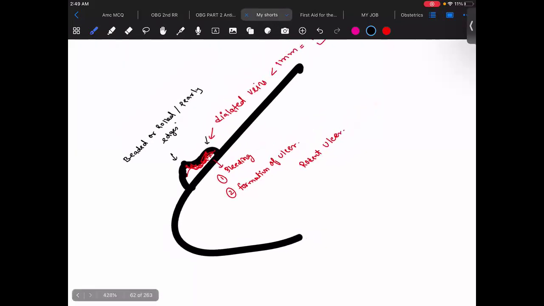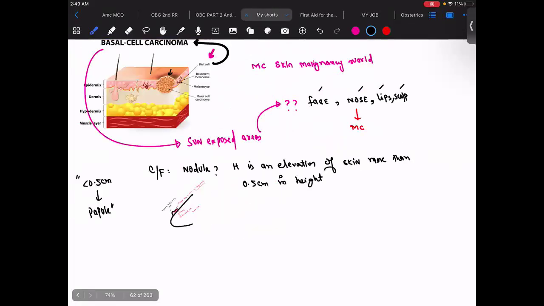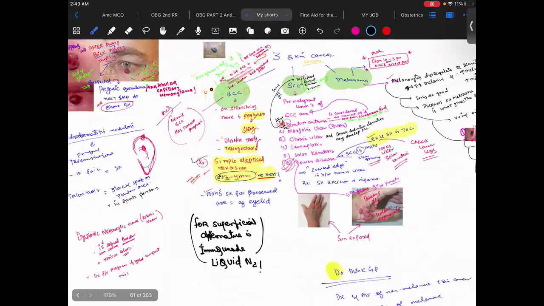And if we see any lesion over the nose which looks like a nodule, ulcerative, beaded, or pearly, with a rolled edge, please remember that this is a basal cell carcinoma. Clear? So if you are now very clear with this diagram and the other important concepts, then we can go back and look over here.